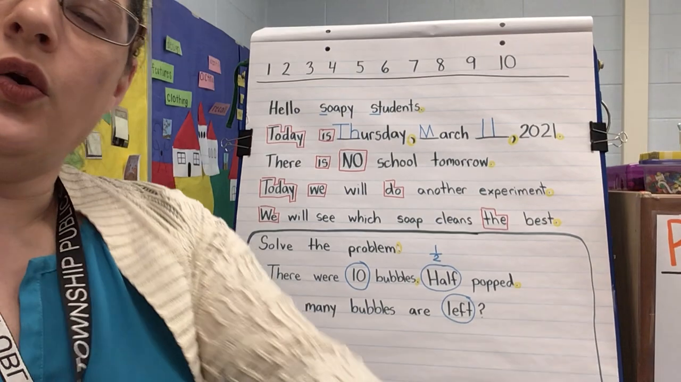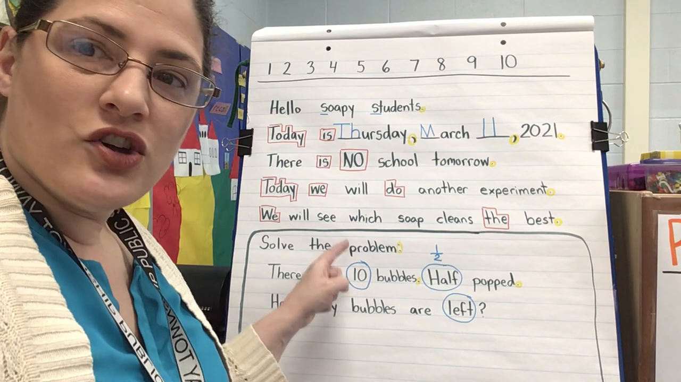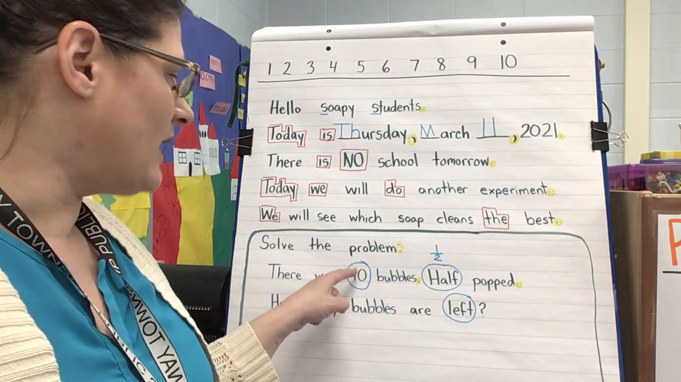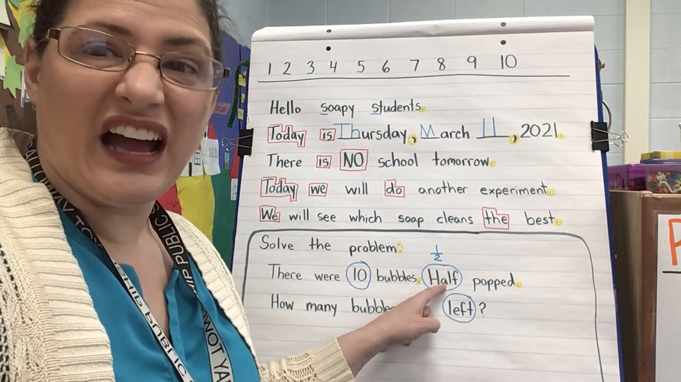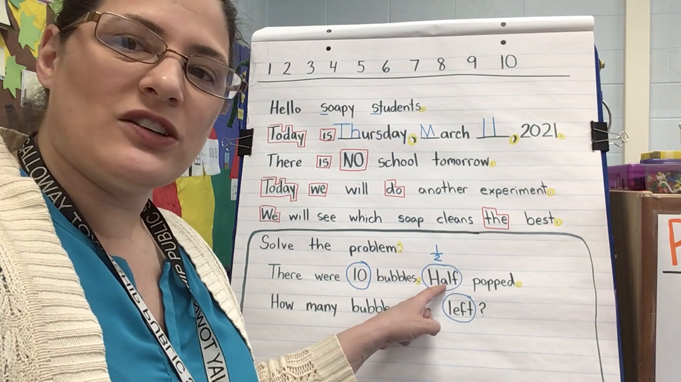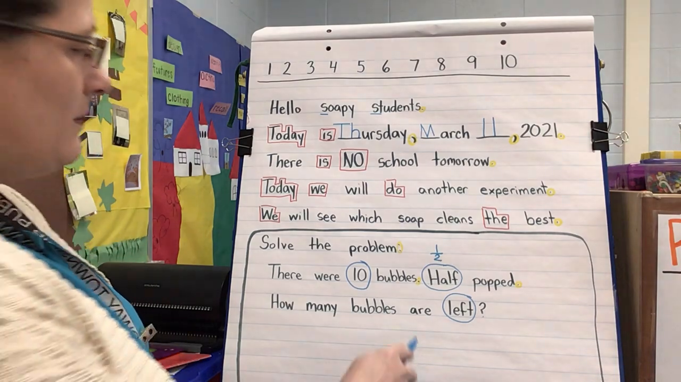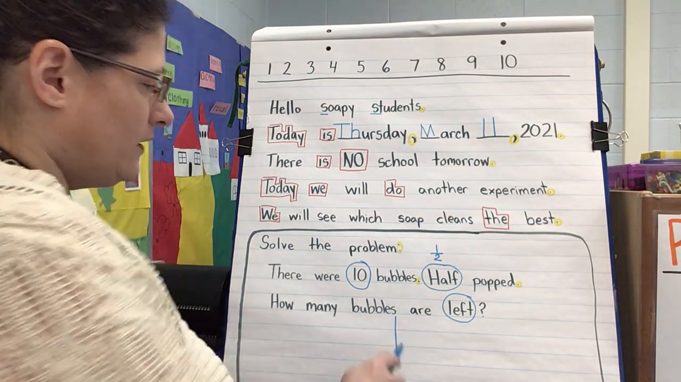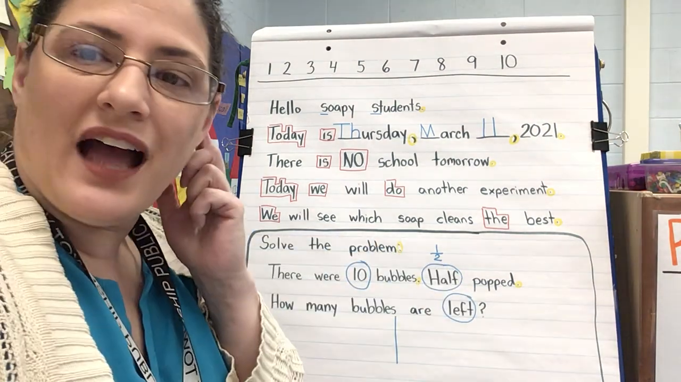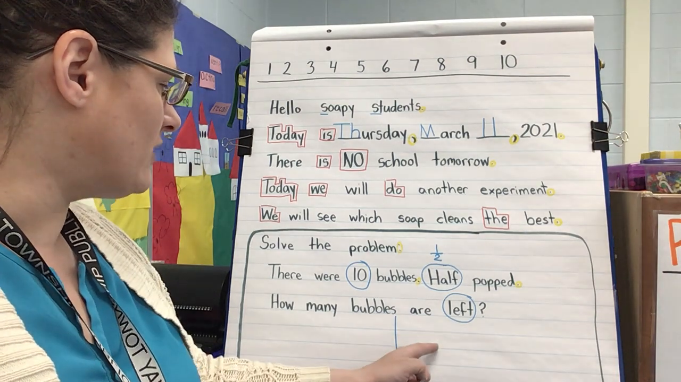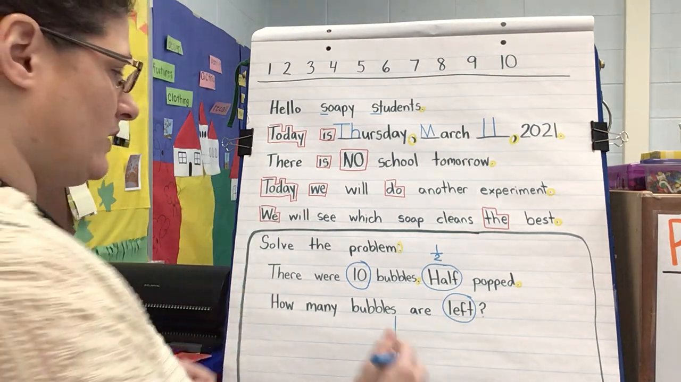We have 10 bubbles, so I'm gonna use pictures to help me figure it out. So I will need to draw 10 bubbles. But because I know that half are going to go away, I need to make sure that I divide my 10 bubbles by the same number. So I'm going to make a line right here. This will be one half. This will be the other half. And when I draw a bubble here, I'll make sure this side has the same number. I'll keep drawing bubbles until I have 10. So here we go.